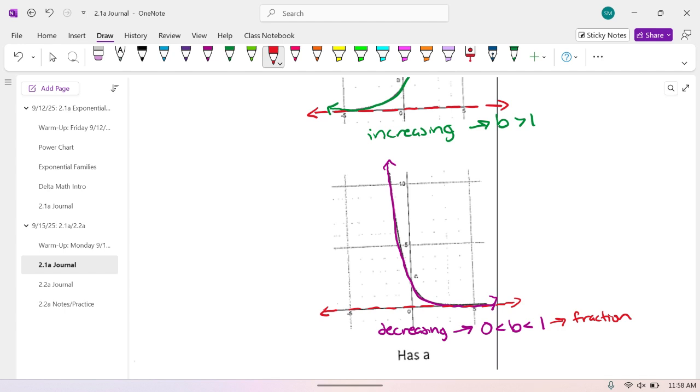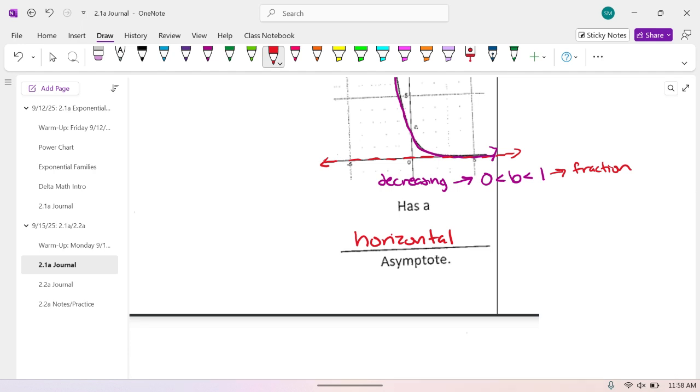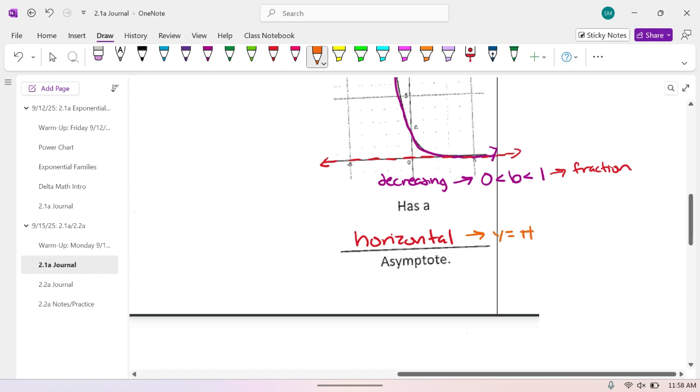Now, how did I know where that asymptote was? When in doubt, it's at y equals 0. So exponential functions in particular have a horizontal asymptote, meaning it's a horizontal line located at some number. So you'll typically write it as y is equal to some number that your graph will never cross.